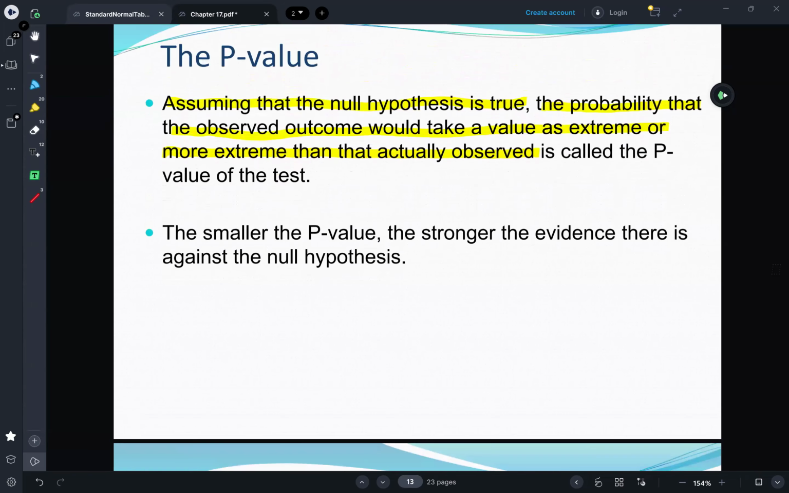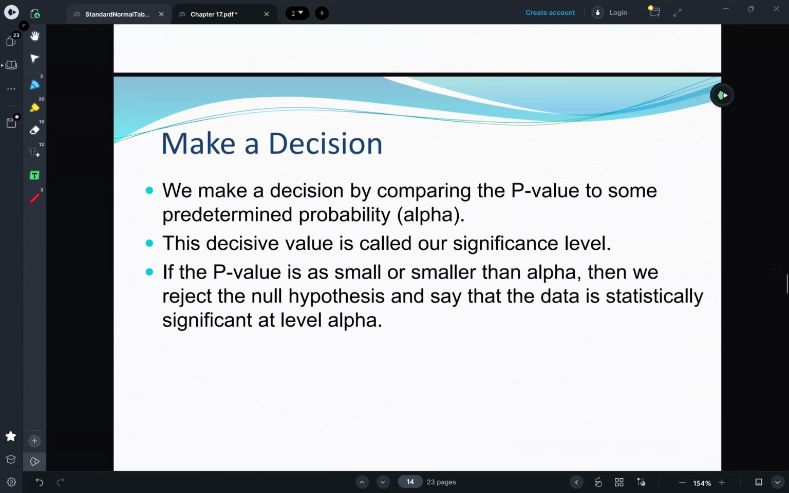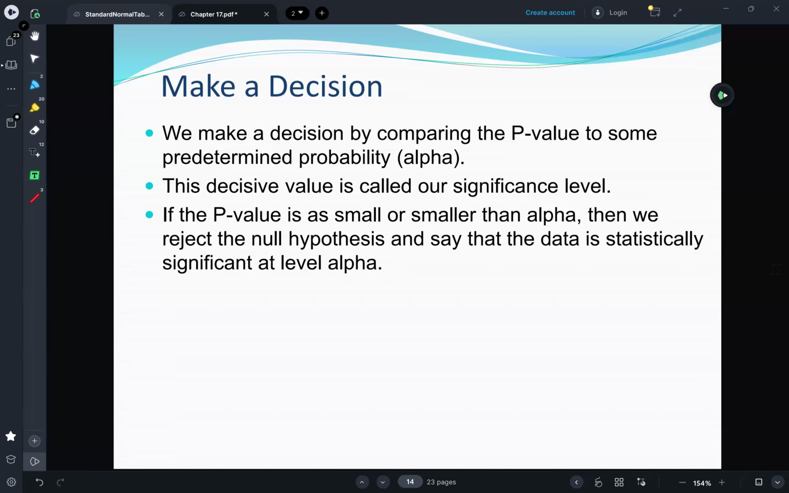So the probability that the observed outcome would take a value as extreme or more extreme than actually observed is the p-value. So we make a decision based on some predetermined alpha. This alpha, we look at it like this, alpha.